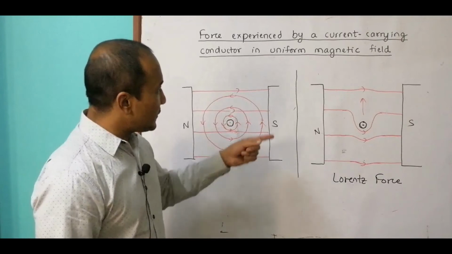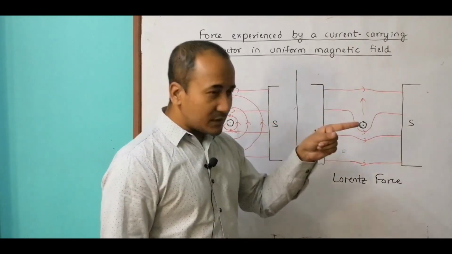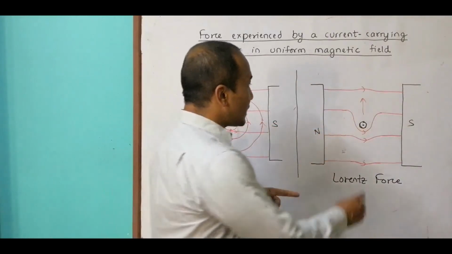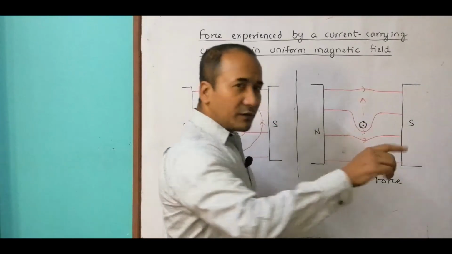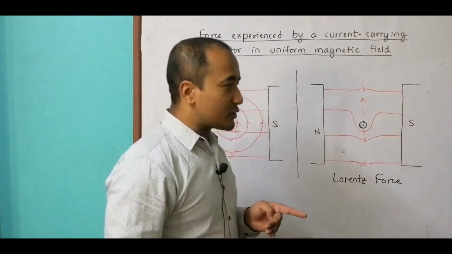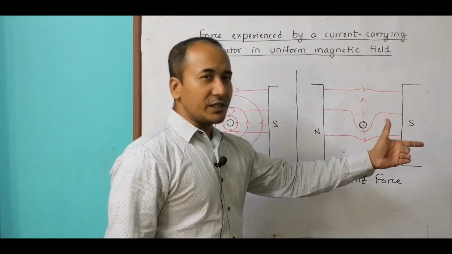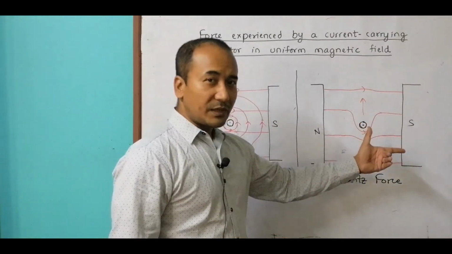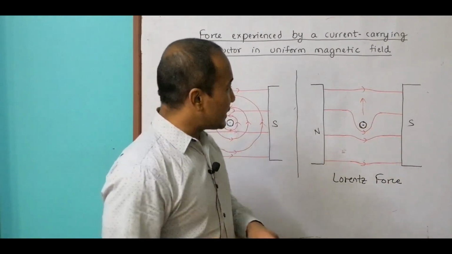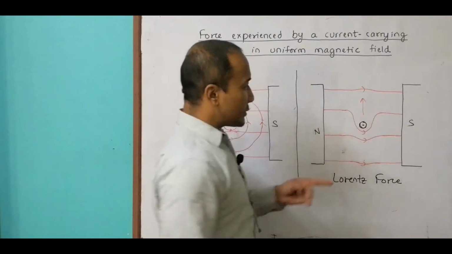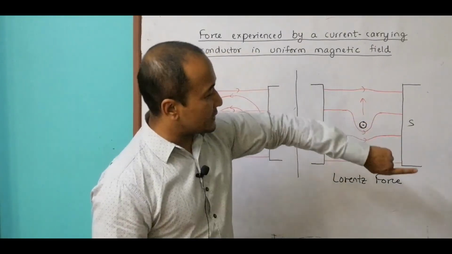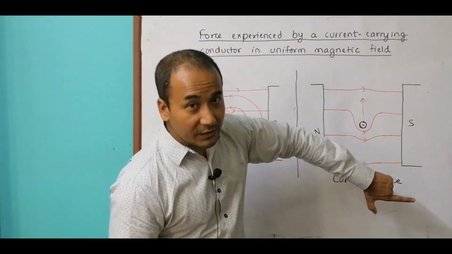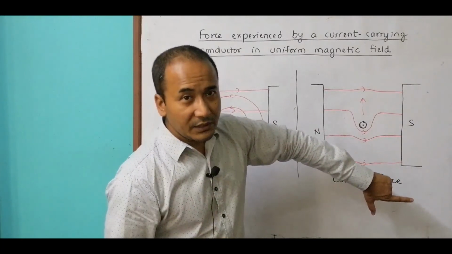So let us try it here. So N to S, it goes like this. Then the current is coming towards the observer, towards this camera screen. So current like this, and force here. If you go to the previous figure, at that time current was going like this, so it means current was going like this, and force down. In the previous figure, you might have noticed.